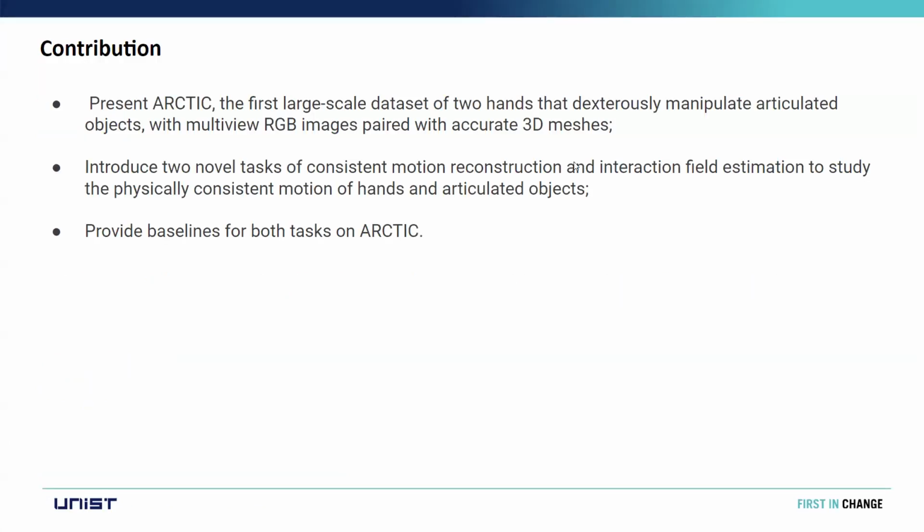So the main contributions of this paper are as follows. This paper presents ARCTIC, the first large-scale dataset of two hands dexterously manipulating articulated objects. This dataset contains multi-view RGB images, which are paired with accurate 3D meshes. They also introduce two novel tasks, consistent motion reconstruction, and interaction field estimation. And finally, they provide a baseline for both tasks on their own ARCTIC dataset.